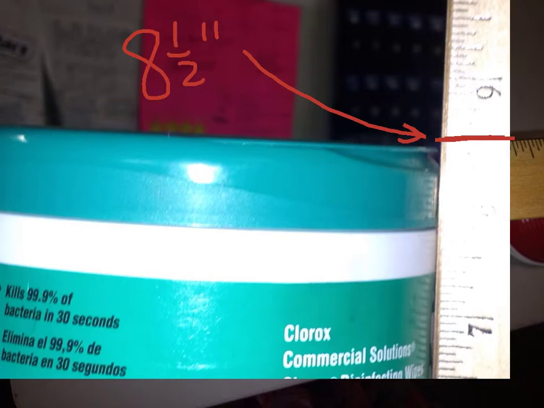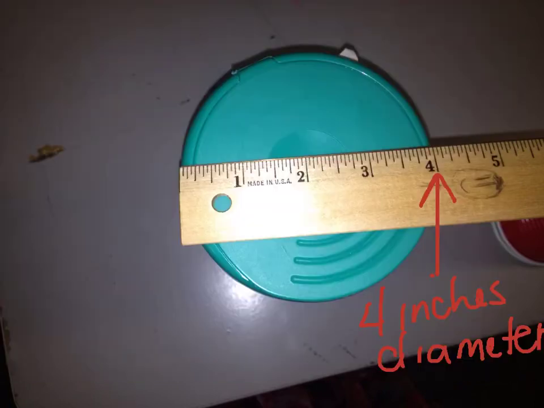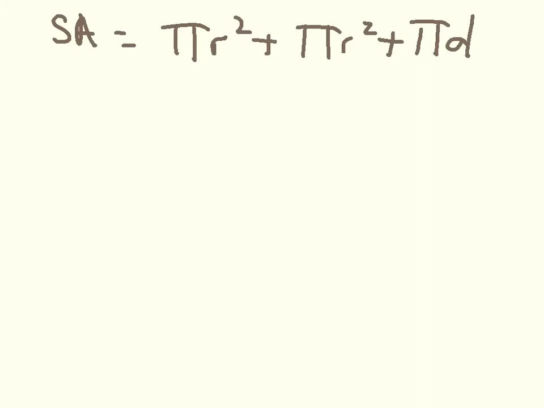Again, for my height, here's a close-up so you can see. Here's my ruler, there's the 7, the 8 is actually right in here, so I'm right at 8.5 inches tall. My diameter across the top is 4 inches across. So I now have my individual parts, and my surface area formula is pi r squared plus pi r squared plus pi times diameter times height. My diameter is equal to 4, so my radius is equal to 2. So I'm going to plug my numbers into my formula.